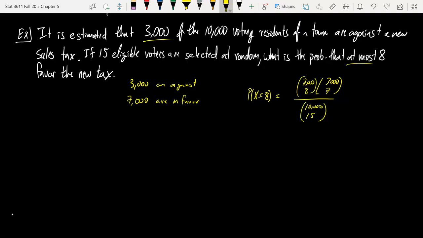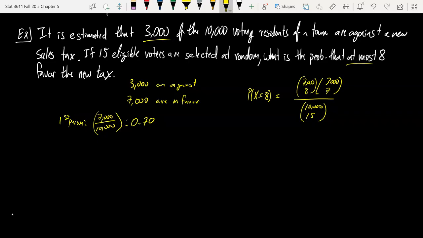if I select one of the people, so there are 7,000 people, and I take one person. For the first person in the sample, there's a 7,000 out of 10,000 chance that they are in favor. There's a 7,000 out of a 10,000 chance, right? Or a 70% chance that they are in favor of it, right?